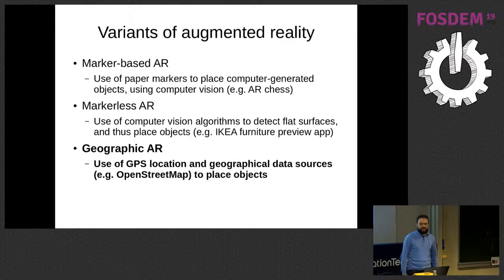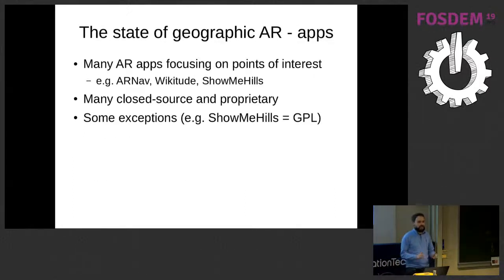Okay, so what is the state of geographic AR? Well, quite a lot of work's been done on it. There are a lot of what I call points of interest AR apps, where you can, for example, point your phone at a building, like a famous building, like, you know, let's say the EU Parliament or some of the buildings on the Grand Place, to think of some local examples. And the AR app will give you some information about that building. So there are a lot of apps out there that will do that.